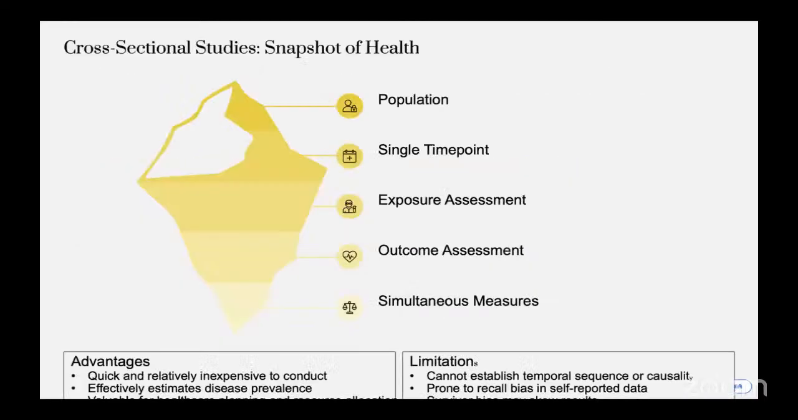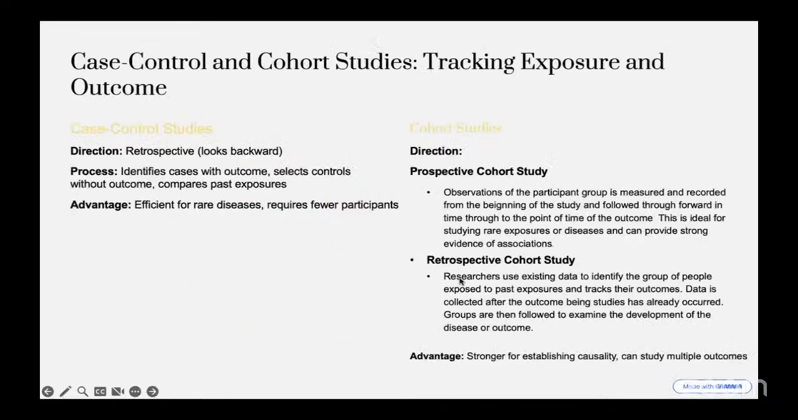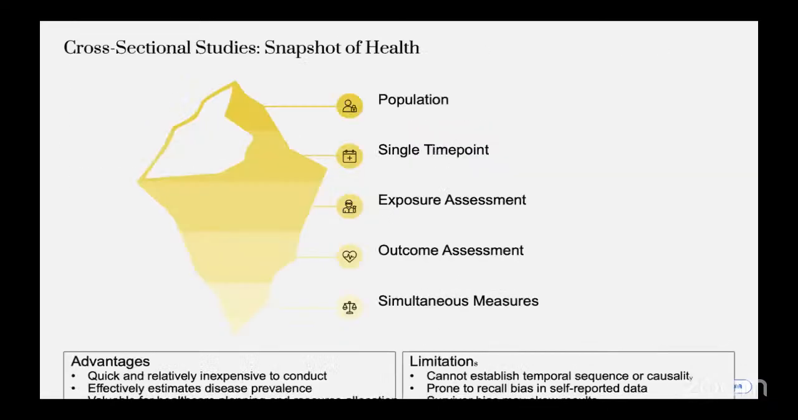So looking at a snapshot of health in cross-sectional studies, we see that there is a population and then a single time point, exposure assessment, outcome assessment, and simultaneous measures. The advantages of this are they're quick, relatively inexpensive to conduct, and effectively estimate disease prevalence. Limitations: temporal sequence or causality cannot be established, and it is prone to recall bias.